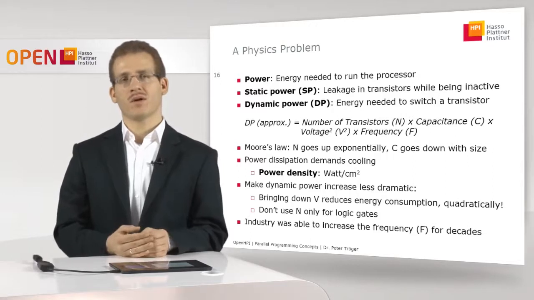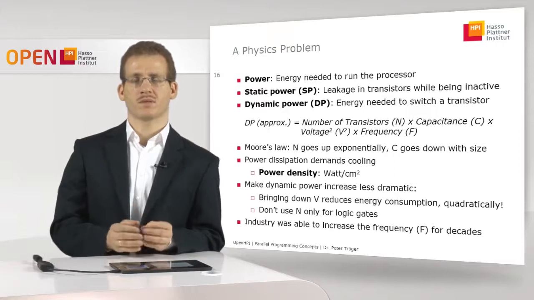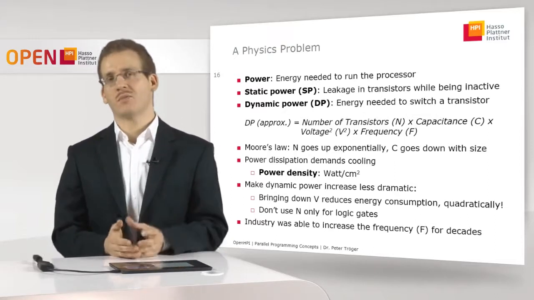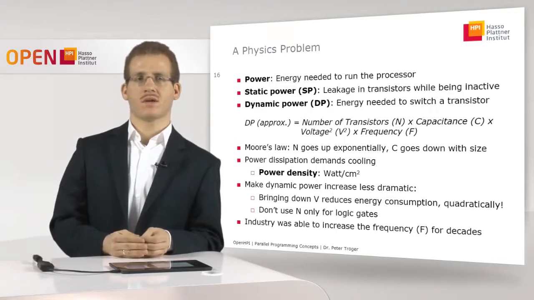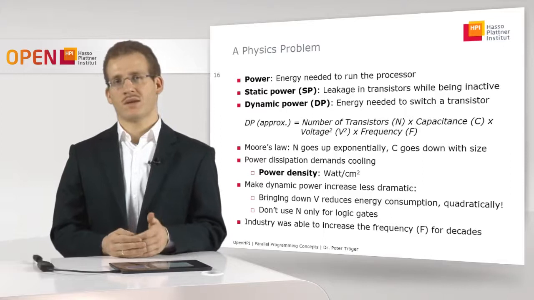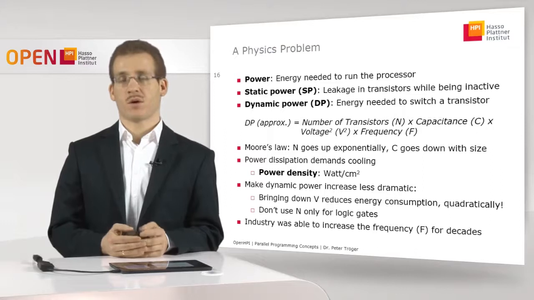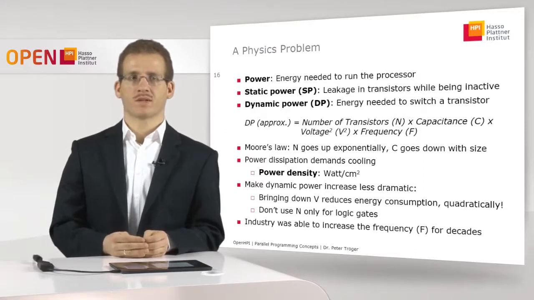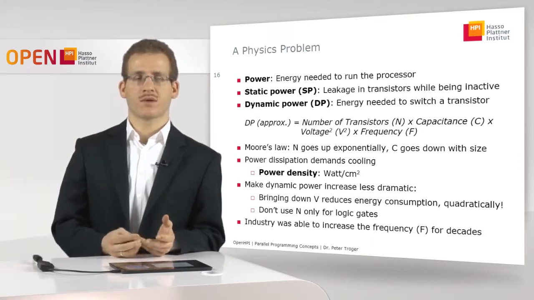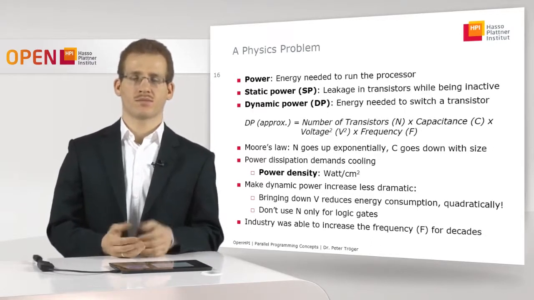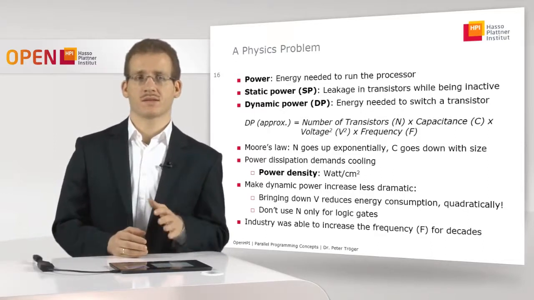And this dynamic power can now be approximately computed. This is not an exact formula, but approximately computed by taking the number of transistors you have and the average capacitance per transistor, and multiplying them. You multiply that by the voltage to the power of 2, and the frequency. So you have this formula where the dynamic power consists of several parts, and whenever one of these parts, number of transistors, voltage, frequency, increases, then the dynamic power consumption increases.